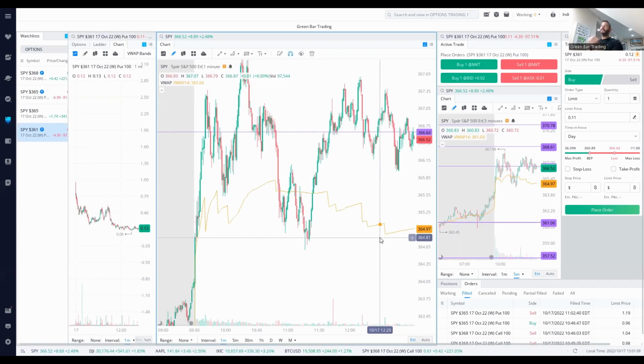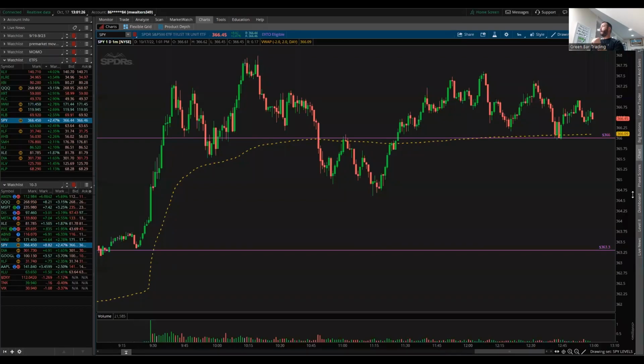But we need to know where VWAP is because that's where all the other traders are looking at it. So right here, it says 360.497 right now. That's what VWAP is. If we go over to my thinkorswim, we'll find out where the real VWAP is. It's right here at 366.09. This is the way VWAP is supposed to look. You can see it's support, it's resistance, it's support.